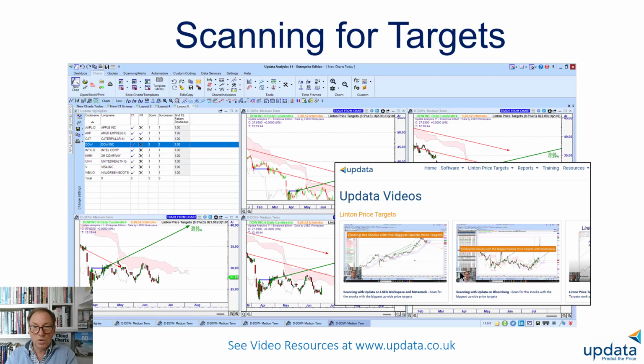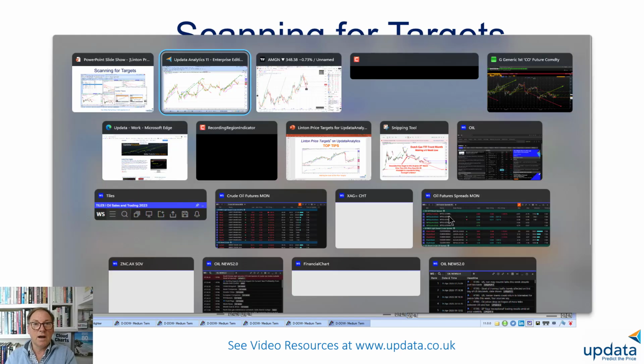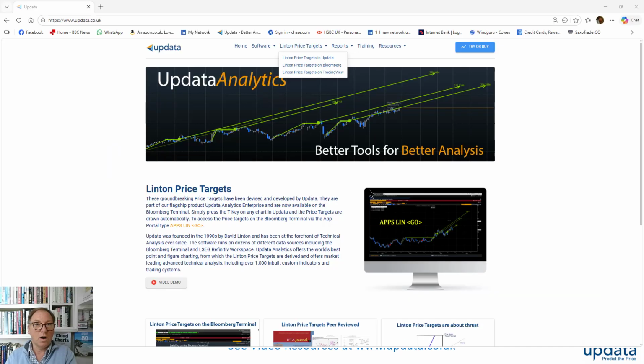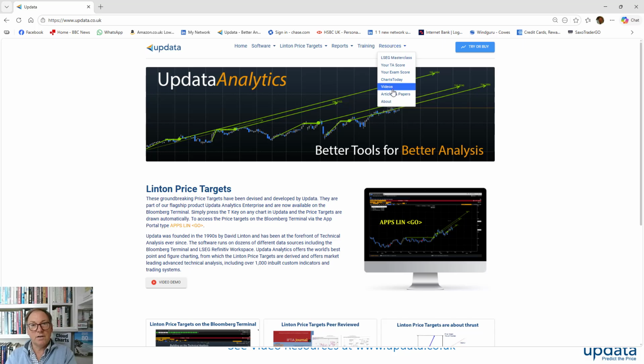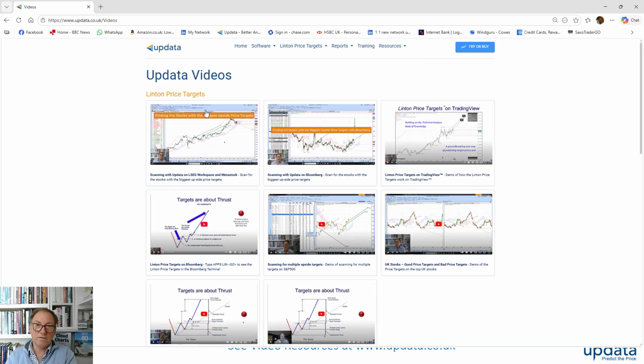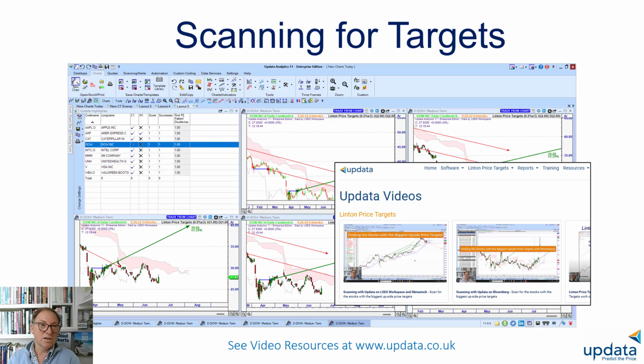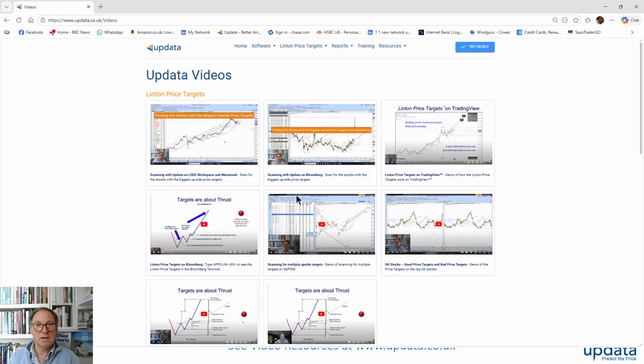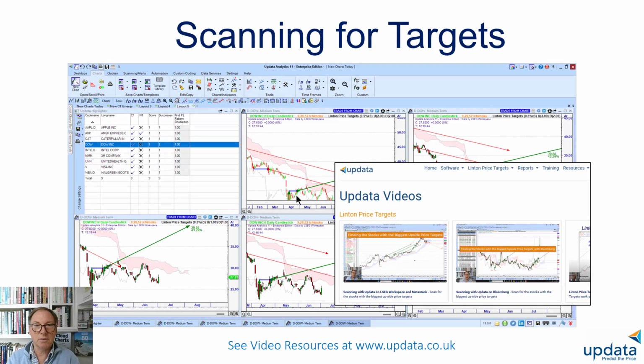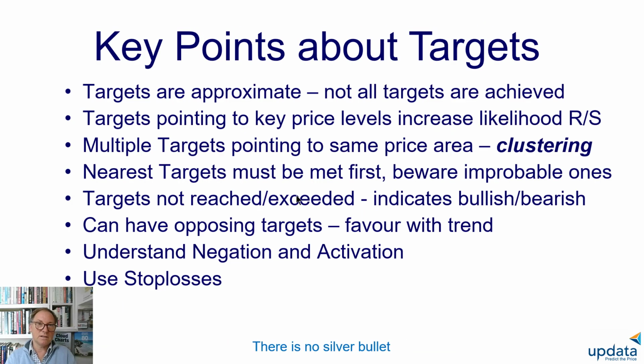Do look on the Updata website under resources. You will find videos on there. So you can go to resources, lots of free resources here. When you go to videos, you will find 2 videos there on scanning, where I scan huge universes to arrive at the handful of stocks that are producing upside targets or multiple upside targets. So scanning for targets is a really powerful aspect within Updata.